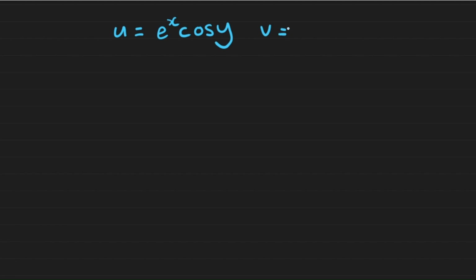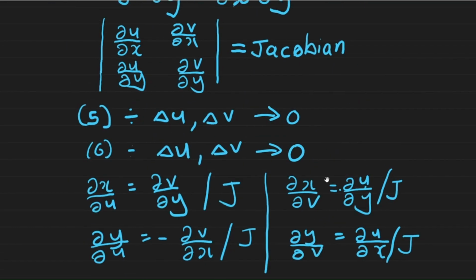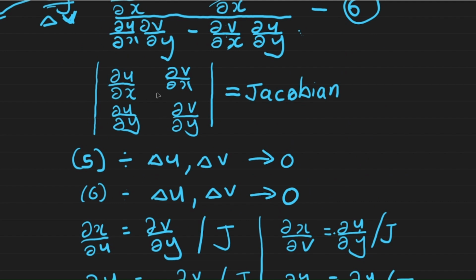So going back to our original example, u is equal to e to the power x cos y, and v is equal to e to the power minus x sine y. So how do we go about finding ∂x/∂u? Well, we'd need to find the Jacobian first, and the Jacobian, as you would recall from earlier, is given by the determinant of ∂u/∂x, ∂v/∂x, ∂u/∂y, and ∂v/∂y.